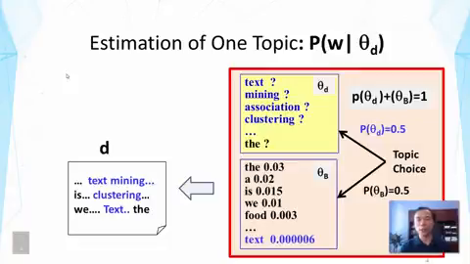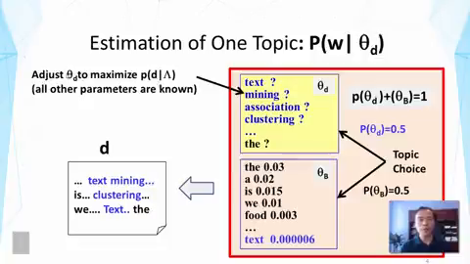Now you can imagine we could have assumed that we also don't know the background word distribution. But in this case, our goal is to factor out precisely those high probability background words. So we assume the background model is already fixed. And the problem here is how can we adjust theta sub d in order to maximize the probability of the observed document here. And we assume all the other parameters are known.